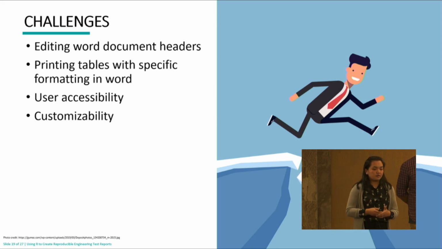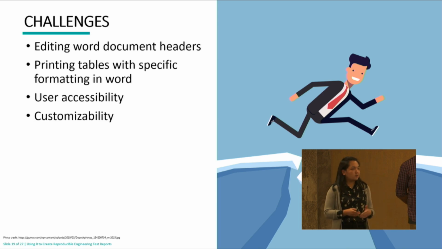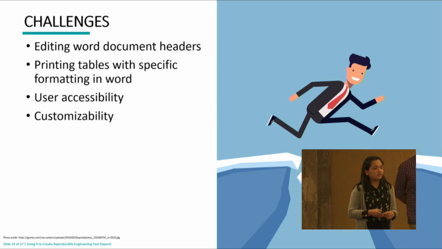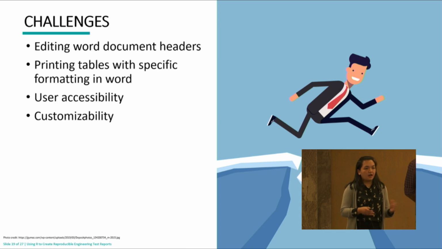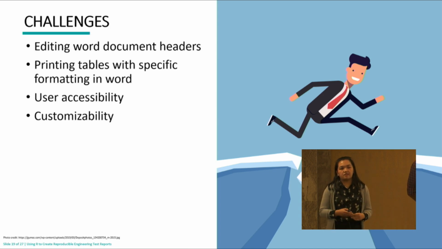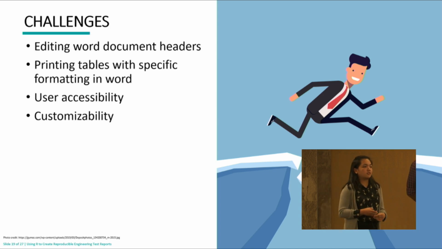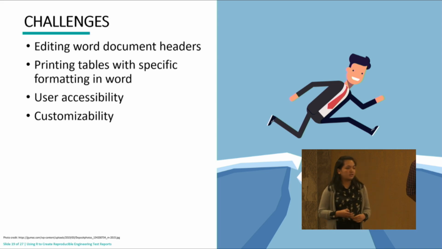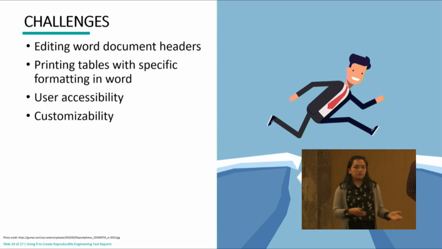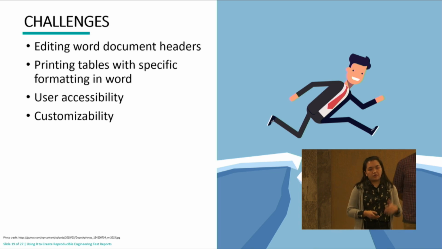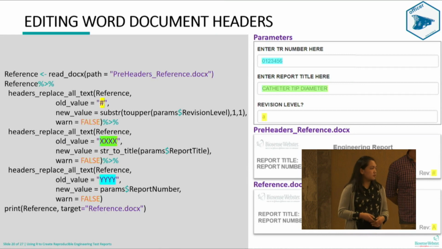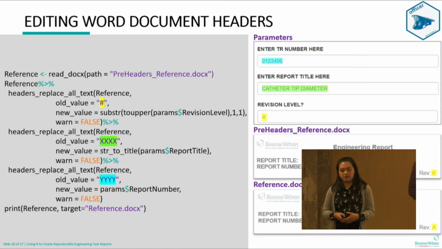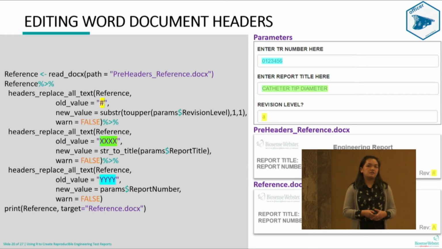There are also hurdles in actually outputting the tables following the specific procedures that were outlined within our documents. And also having users with different backgrounds and different locations be able to access this change within the process of generating the reports. And lastly, for users to further be able to customize the reports that they're trying to make. So how did we edit the Word document headers based on the user's inputs?